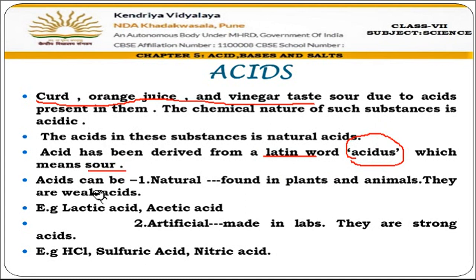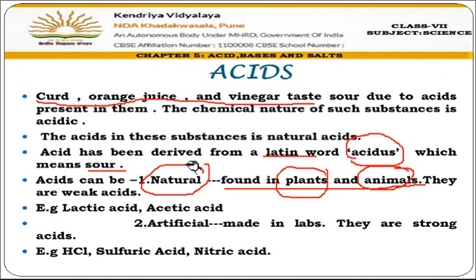Now, acids can be natural as well as artificial. As the name suggests, where do we get these natural acids? These are the acids which are found in plants and animals, in the bodies of plants and in the bodies of animals. As we also have HCl as an acid present in our body. So these acids which are present in plant and animal bodies are called natural acids.